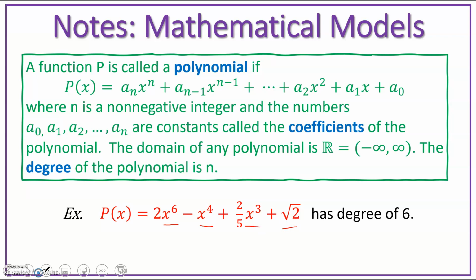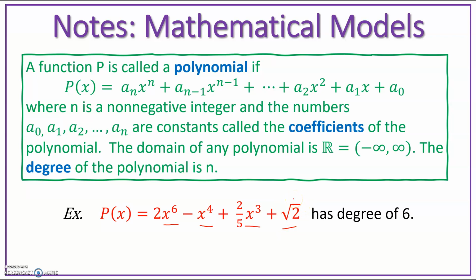So our first term here is our 6th degree term, and it has a coefficient of 2. The second term on this polynomial is a 4th degree term, and it has a coefficient of 1. When there's no number, it's a 1. Our third term has a degree of 3, and it has a coefficient of 2/5. And then our last term is our constant term, and this has a degree of 0, and its coefficient is root 2.